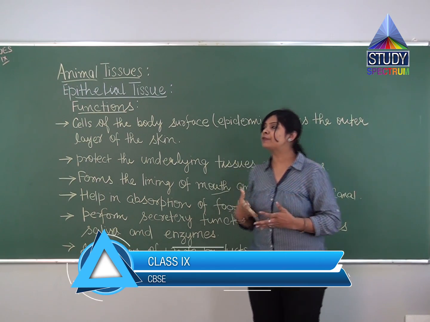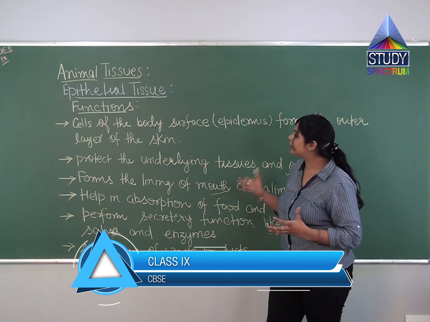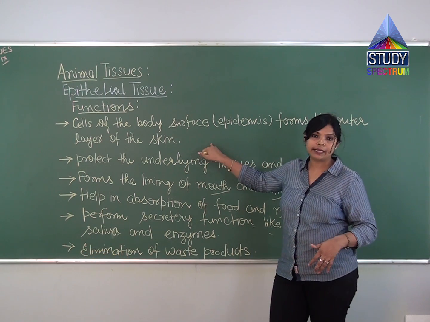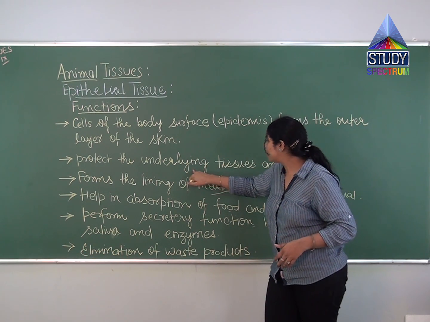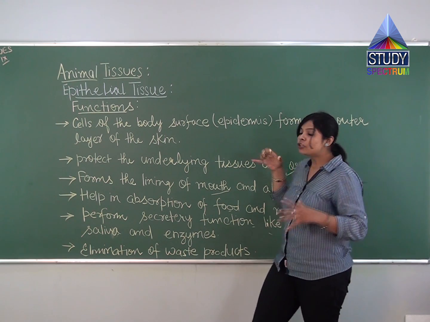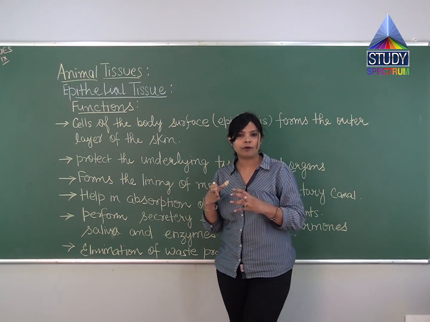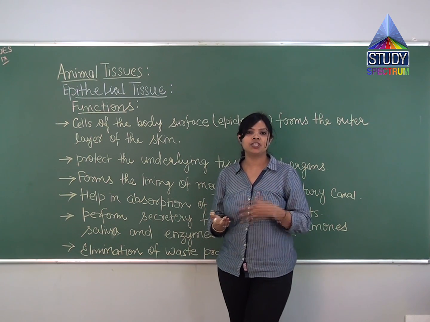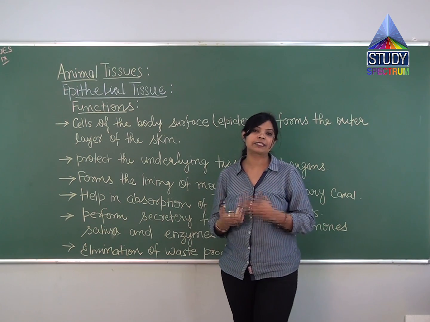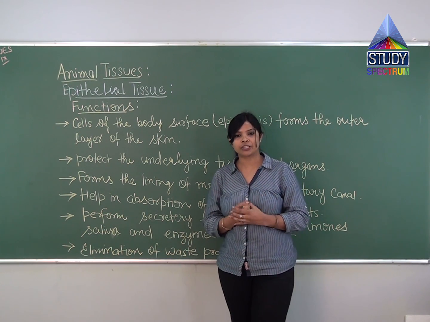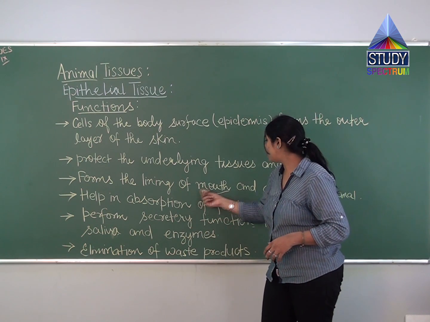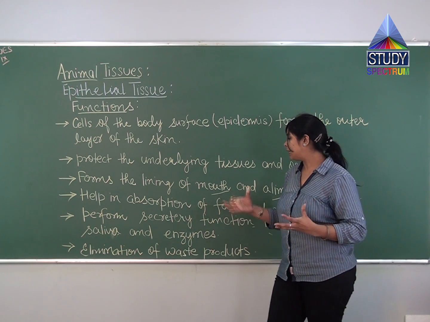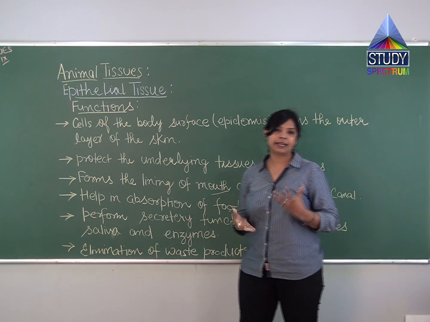So here, what we have seen, what are the main functions of the epithelial tissues? These are the cells of the body surface and they form the outer layer of the skin. Other than this, they protect the underlying tissues and organs. There are many systems present in our body underlying the skin. What is its role? It protects them from injury, dryness, different kinds of chemical effects and viral and bacterial infection. They also form the lining of the mouth and alimentary canal. They help in the absorption of food and nutrients, as we discussed earlier.